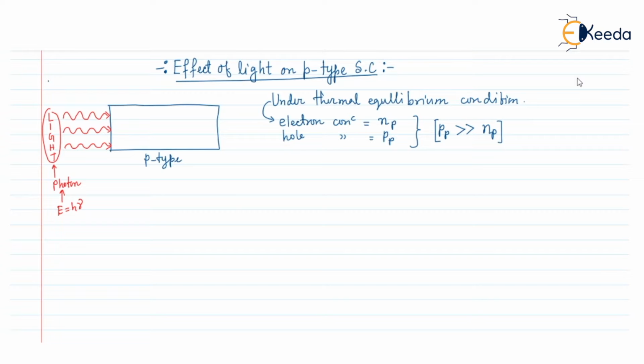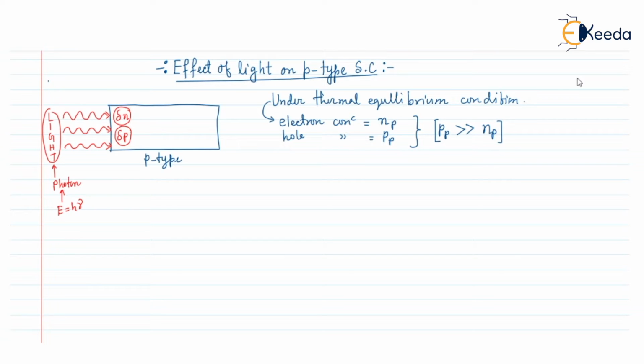So these photons, after being incident on the semiconductor, will break some covalent bonds. If it breaks some covalent bonds inside the semiconductor, then electron-hole pairs will be generated. So there will be an excess electron concentration del N and an excess hole concentration del P generated at this end of the semiconductor where the light is incident.